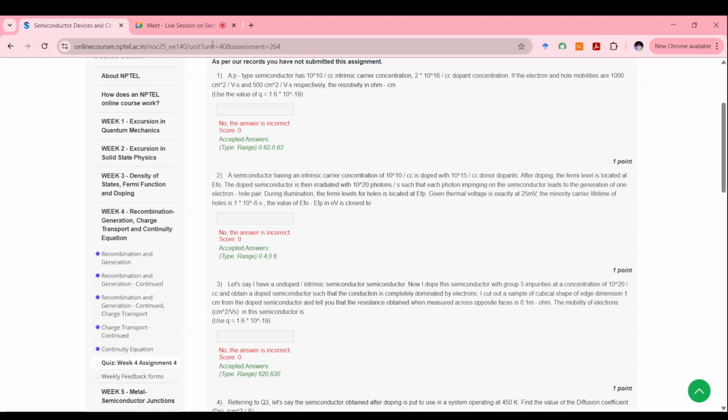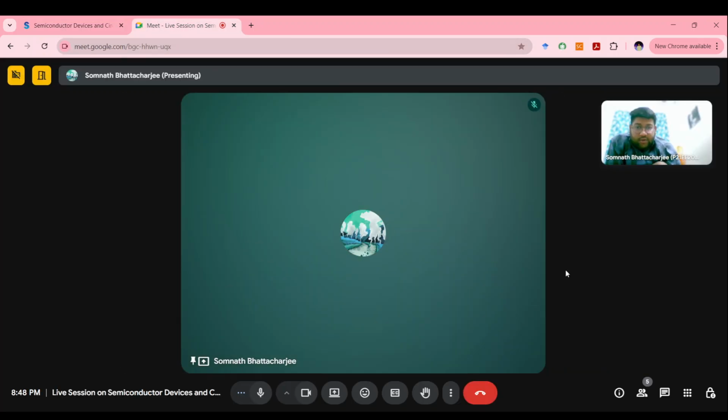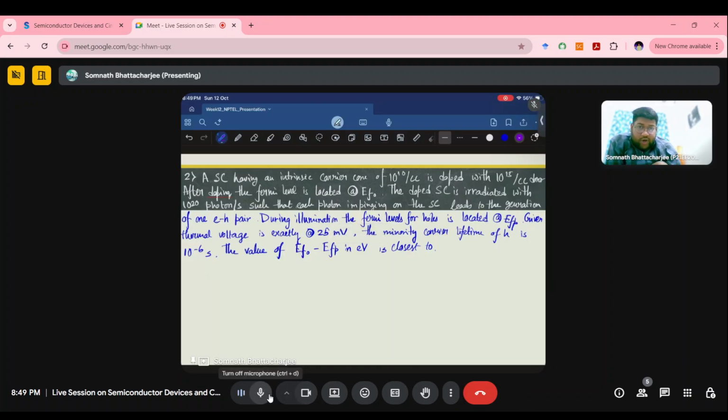EF naught. So that is the normal Fermi level, minus when the Fermi level is shifted based on the irradiation, so based on del P and del N. So what is the shift in EV is closest to? So they are telling to match the values. Try to solve this. It is moderately hard, not that much hard, but it is still hard. So take 2-3 minutes and try to solve this.